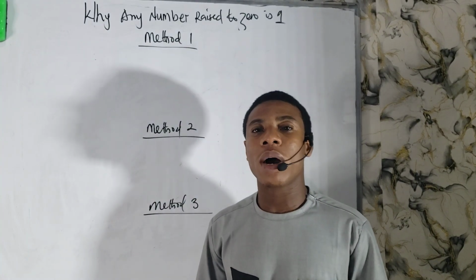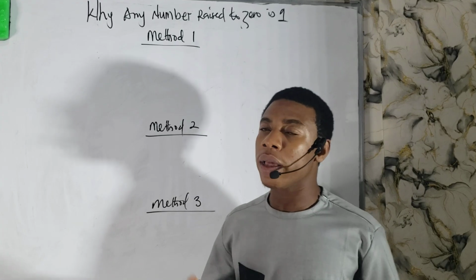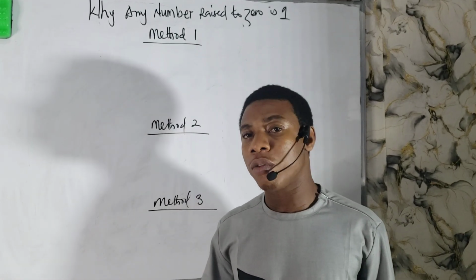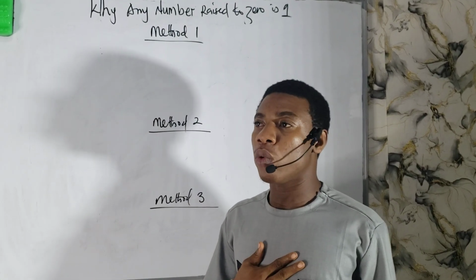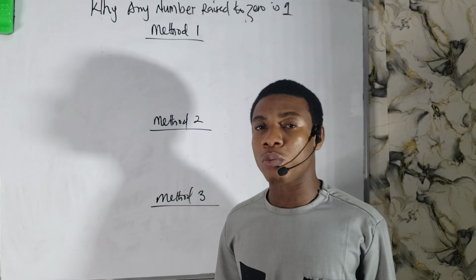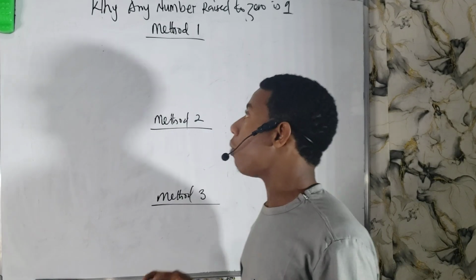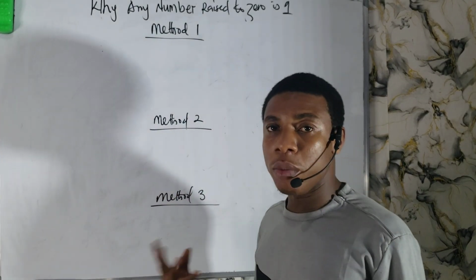One of my followers asked me to prove why any number raised to the power of 0 is 1. I have three ways to prove this: method 1, method 2, and method 3. Let me prove it on the board.